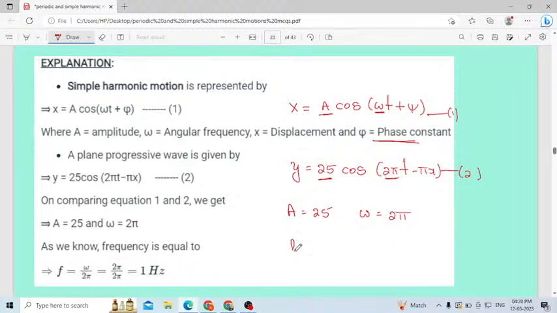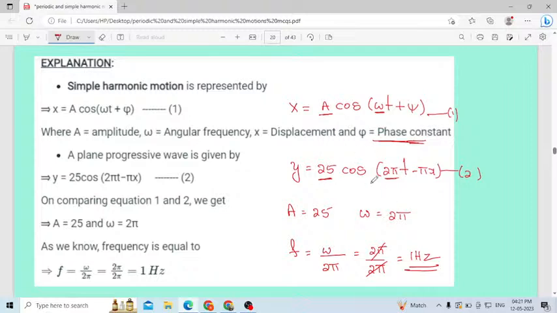Then you know frequency is equal to ω divided by 2π. Substitute the value of ω: 2π divided by 2π, both get cancelled. Then your answer is 1 hertz. Everything you have to remember. You have to remember that simple harmonic motion is represented by this equation, the expression x = A cos(ωt + φ). What is meant by φ? Phase constant. Remember that.